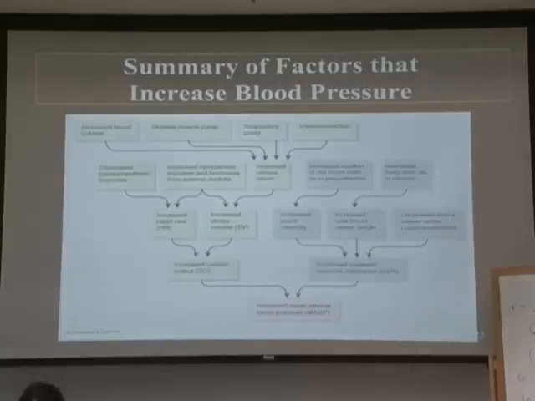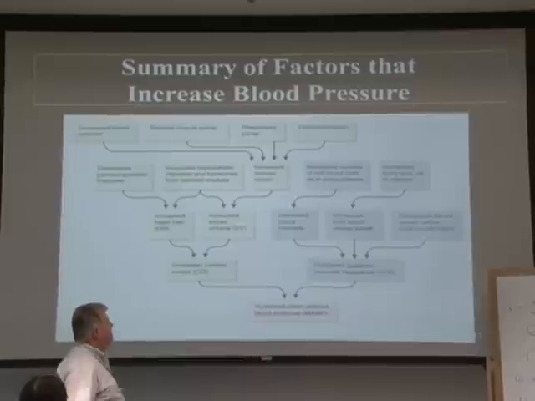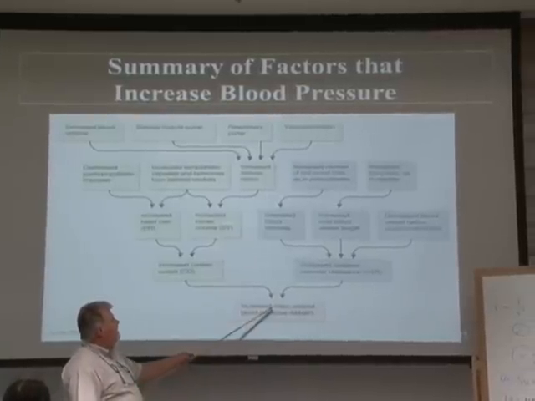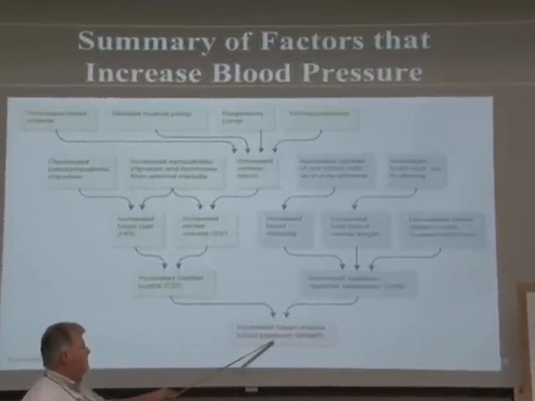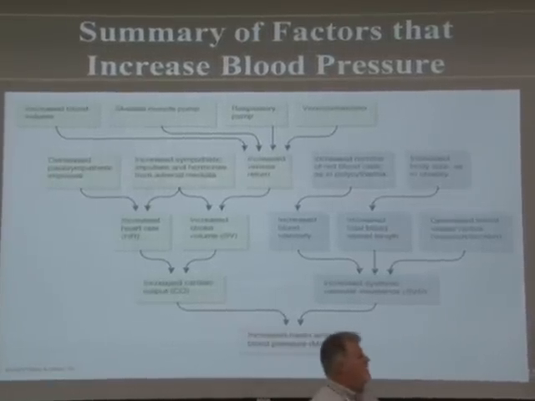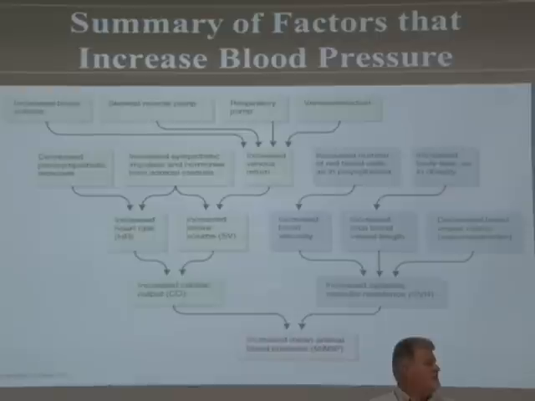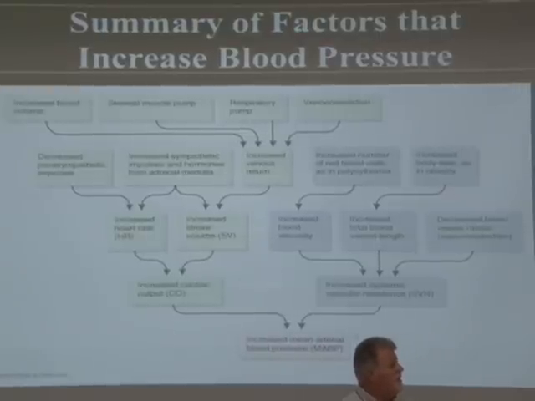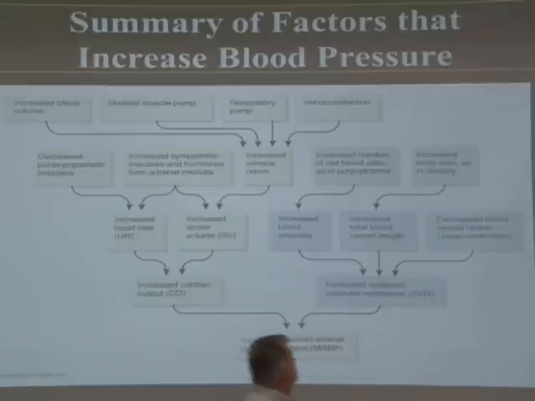So, if we summarize all the pressures that affect blood pressure, our outcome is mean arterial blood pressure. How do we calculate mean arterial blood pressure? We take diastolic pressure plus 1/3 pulse pressure, and pulse pressure is systolic pressure minus diastolic pressure. Then we can calculate our mean arterial blood pressure.